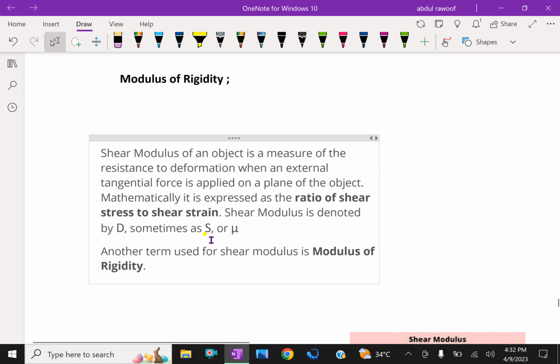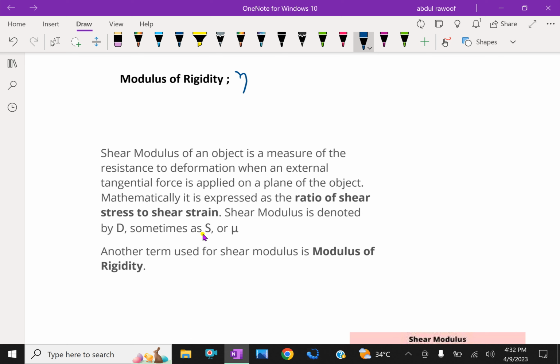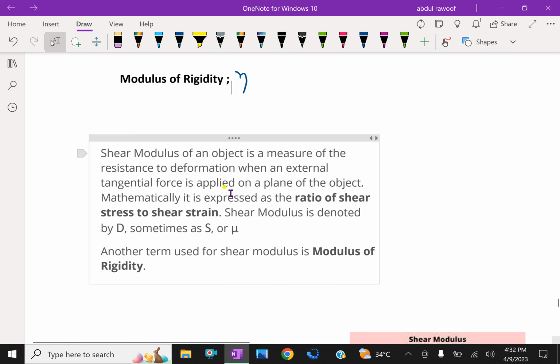Modulus of rigidity. Next is modulus of rigidity. Theta we can write. Here, shear modulus of an object is a measure of the resistance to deformation when an external tangential force is applied to a plane of the object. Mathematically, it is expressed as the ratio of shear stress to shear strain.